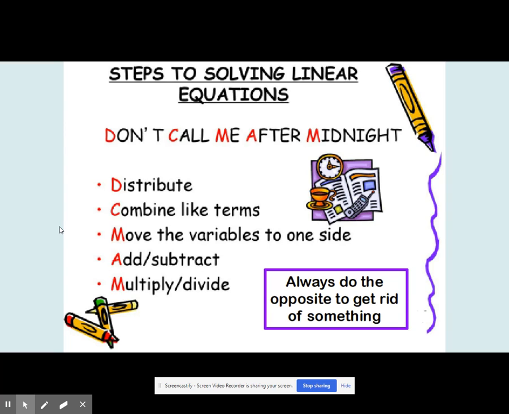So go ahead and pause the video, and copy this slide. Copy it for your notes. Make sure you always do the opposite to get rid of something. So hopefully you've paused the video by now and copied all of this down. Make sure you have it ready, because I'm going to go back to this each problem and talk about each step that we're going to take to solve these. Now that you've written it down, please make sure you did that. If you didn't write it down, you still have time, pause the video, write it down. Okay, you need to have this.